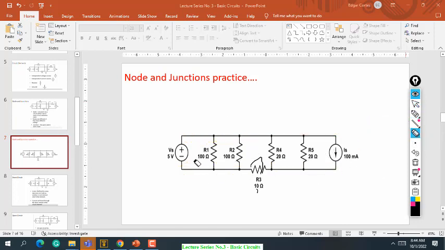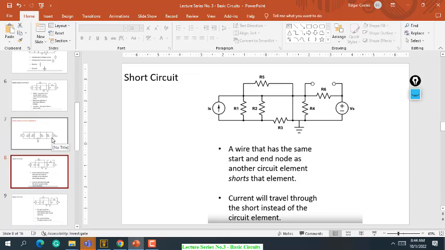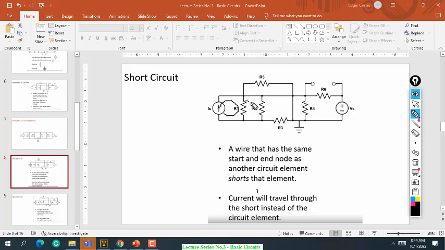Sir, for example, node nga na short circuit. So for example, here, okay, asa ba itong short circuit example? Okay, this is, so here, no? What are the nodes, no? We have a lot of nodes here, no? This one can be a node, okay, a node, no? This one is another node.